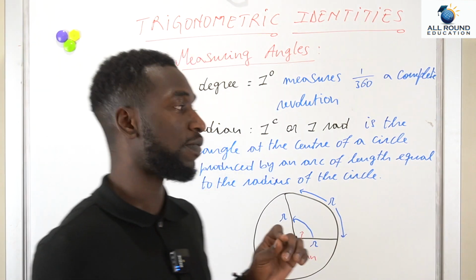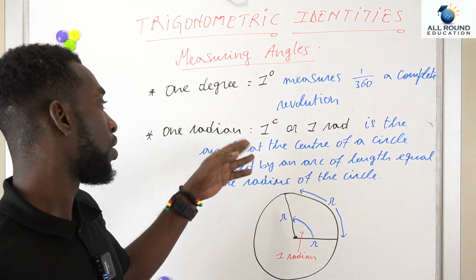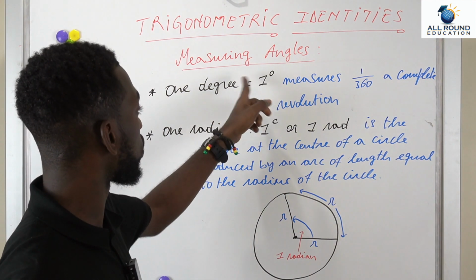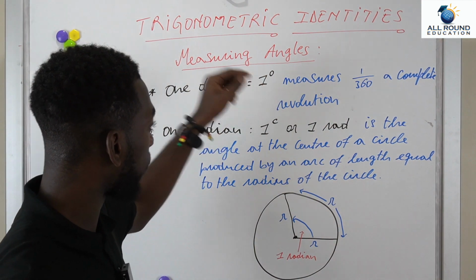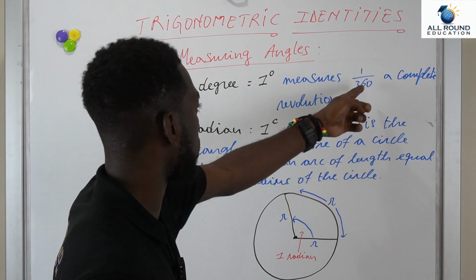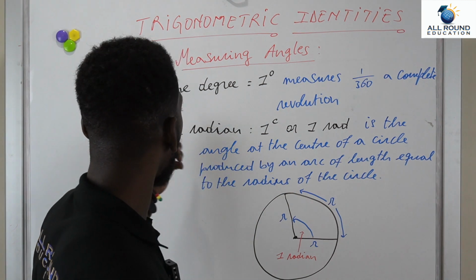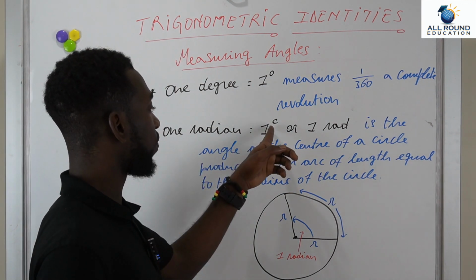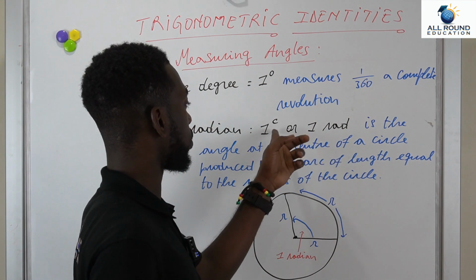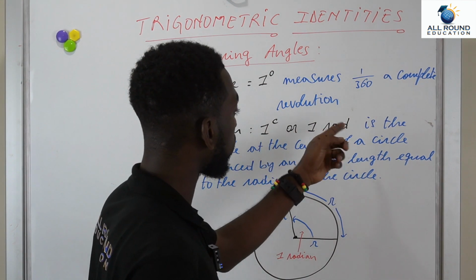So let's see the definition or how you apply radians. By the way, this is the symbol. How do you write degree? It's 1 with a 0 at the top, and you measure 1/360, which is a complete revolution. And 1 radian is 1 with a c at the top, or 1 radian. You can use either.